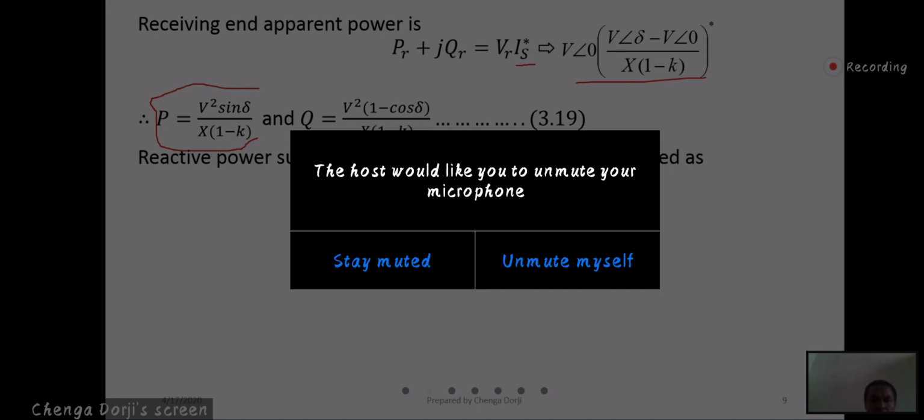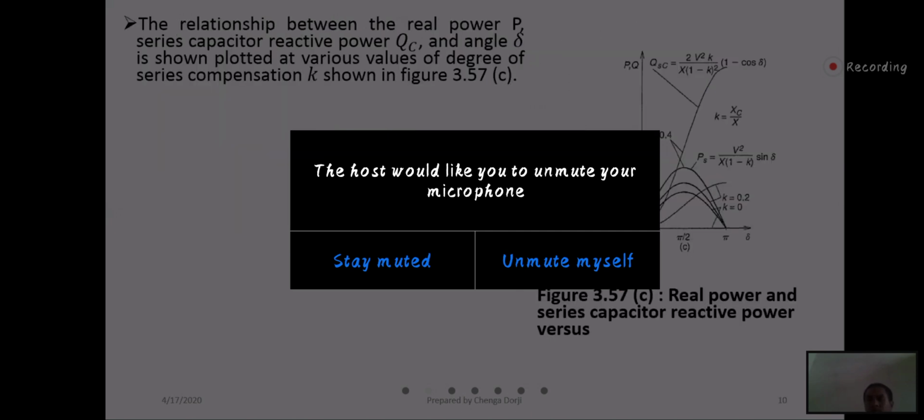Then the reactive power supplied by the series capacitor can be expressed as this. So that is QC, or that XC which is connected in series with this. So you have this reactor, then you have the capacitor. The reactive power supplied by this is this. So now if you plot between this delta QC and P, then you get this type.